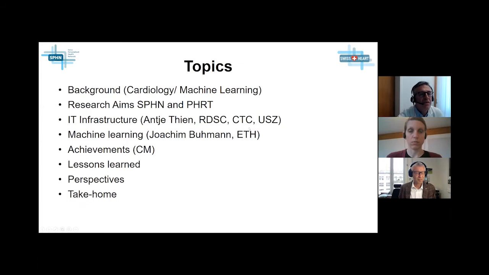We're happy to cover the following topics. I give you a little bit of background about cardiology, touch on machine learning that will be expanded by Joachim. I will report the research aims of SPHN and PHRT. Antje Thien will go more in detail into IT infrastructure. Joachim will then present the machine learning part and the third aim that we'll come to. He will then hand back over to me. I will report the achievements within our driver projects, the lessons learned, the perspectives, and follow up with a conclusion and take-home message.